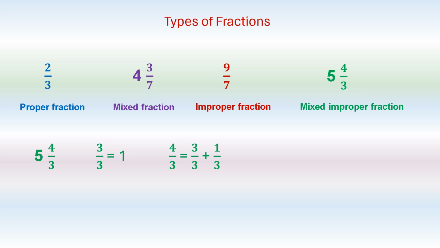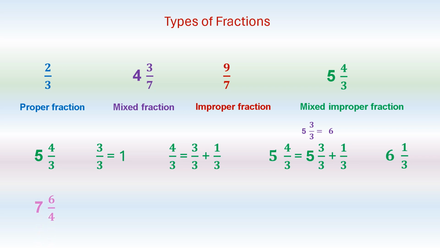So when we look at it now, we say 5 and 4/3 is equal to 5 and 3/3, which is basically 5 and 3/3 is equal to 6, and then we have the plus 1/3. So we get our answer 6 and 1/3. So let's look at another example.